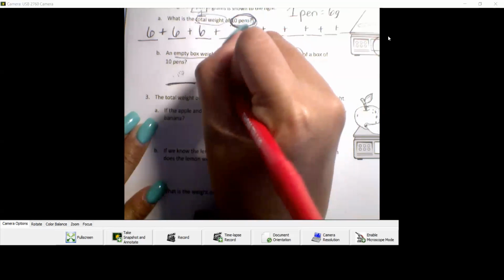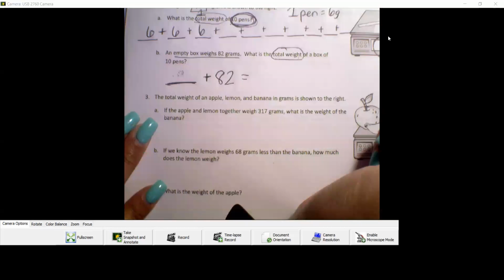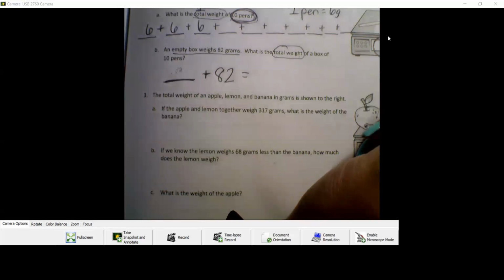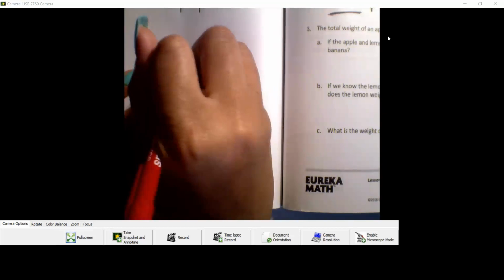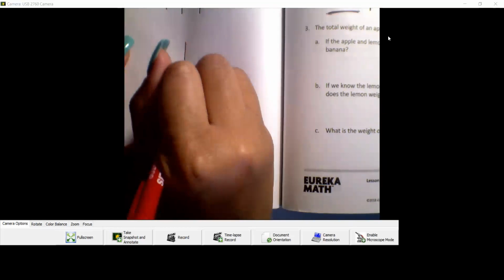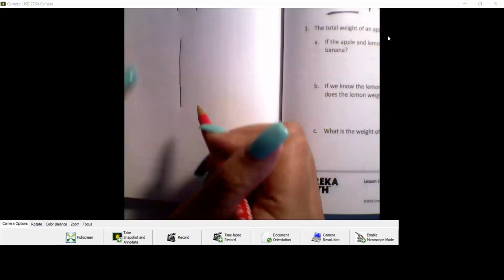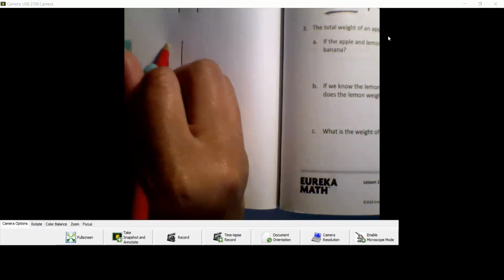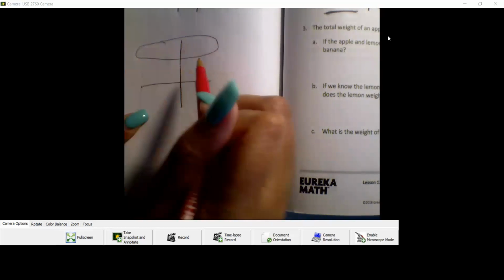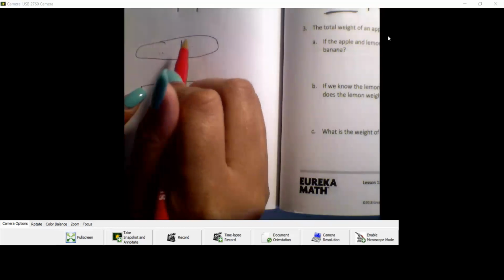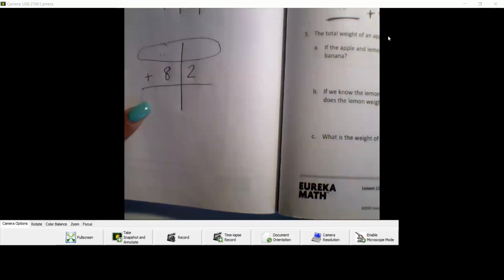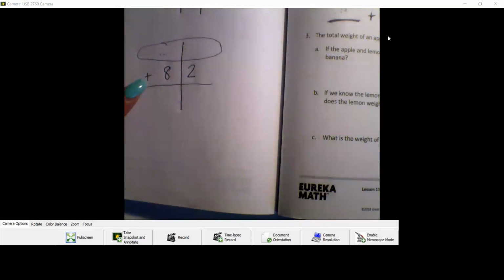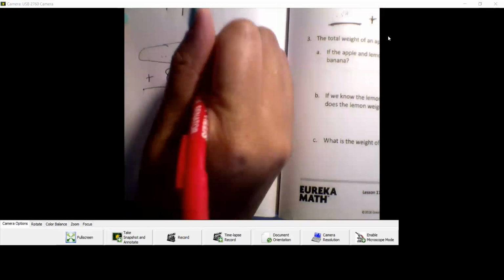And then 82 goes here. And then what is your answer? Again, you need to come up here and line your numbers up. So what's your first number? Whatever your first number is goes here. And 82. And yes, I realize that my bigger number's at the bottom right now. It shouldn't be. It should always be at the top. You know what? We're going to stick with that rule.